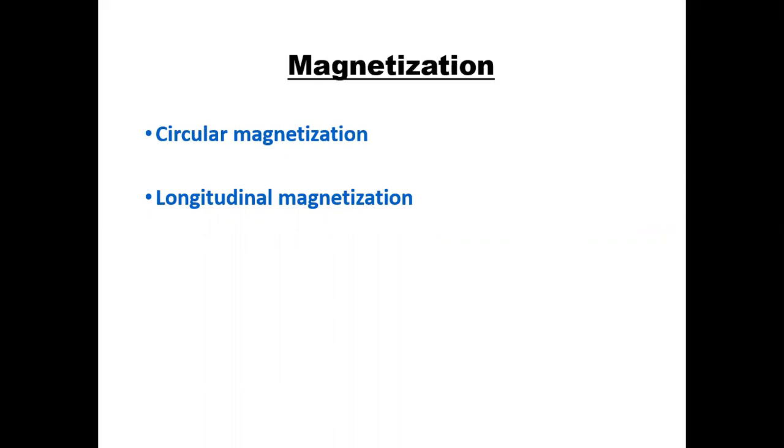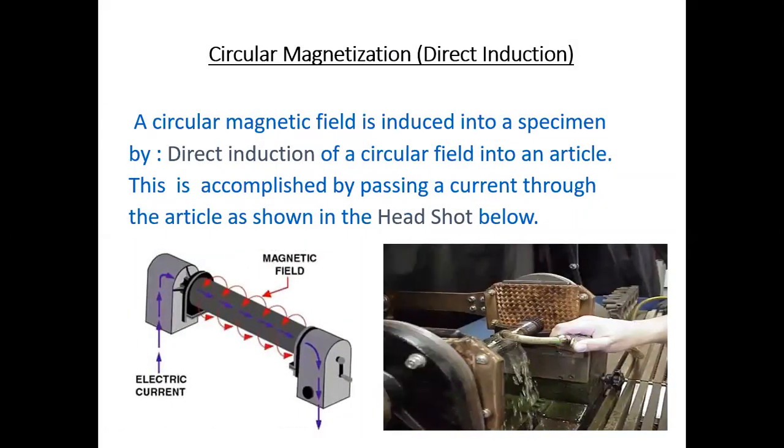Here we are going to see the two types of magnetic fields: circular and longitudinal. We are going to see how to do circular magnetization, and how we create a longitudinal magnetic field. Now here you see this is the bench type machine. Basically there is a copper pad here, and on this side also a copper pad, and we send current directly through from one end to the other end.